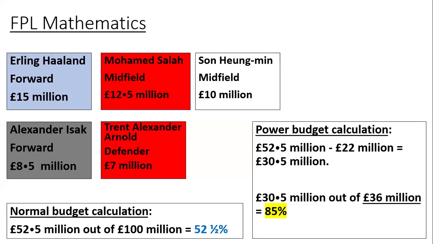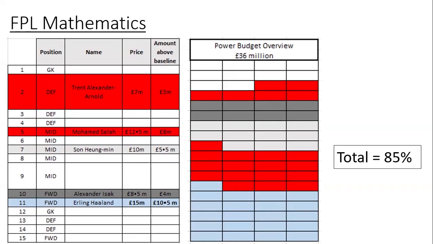Now let's quickly look at the mathematics behind these percentages. In the bottom left corner, you can see the normal budget calculation of 52.5 million out of 100 million equals 52.5%. The power budget calculation is on the right and is worked out by taking 22 million, which is the cost of the baseline players, from 52.5 million, which gives us 30.5 million. 30.5 million out of 36 million equals 85%. I believe the power budget gives a better representation of the spending power of an FPL budget.